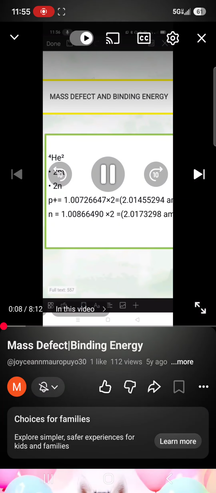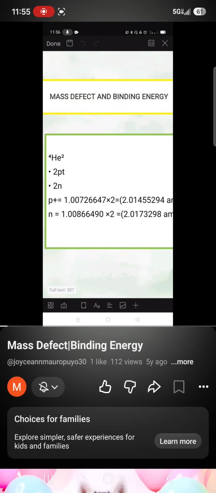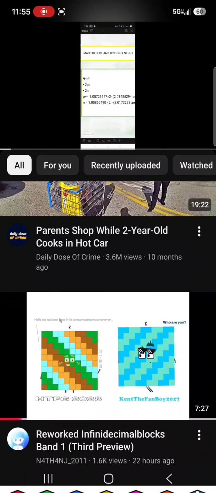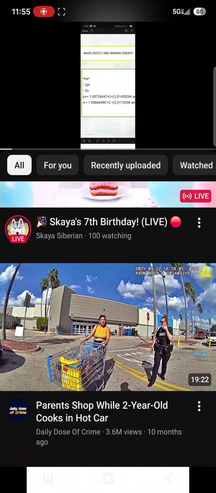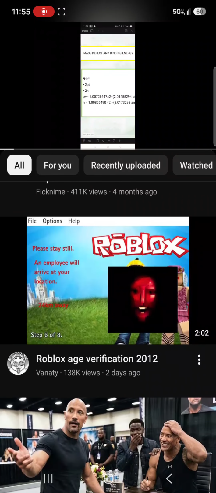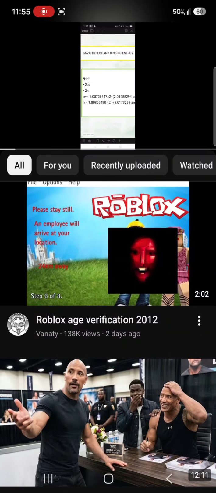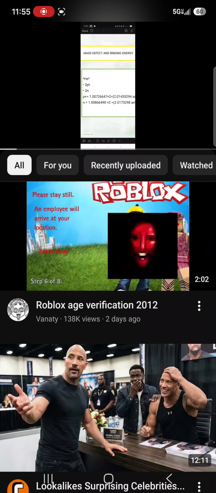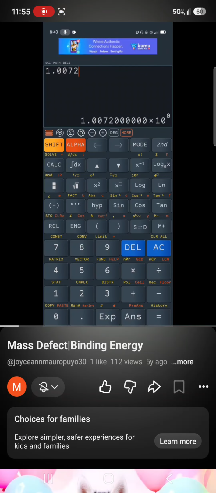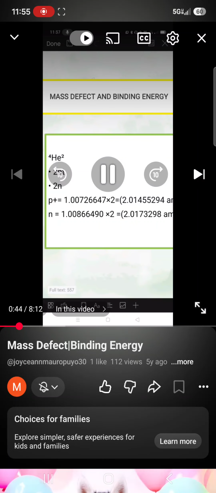Mass defect and binding energy. For example, we will use helium with atomic number of 2 and atomic mass of 4. The atomic number is the same as the number of protons, so we have 2 protons, and atomic mass minus atomic number gives 2 neutrons. The mass of a proton is 1.00726647, and we multiply it by 2 because we have 2 protons.